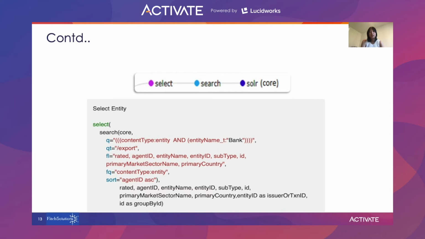The qt parameter, by default, will use the search handler, but it will return paginated output. You won't get the total record back. If you want to apply the join to the whole collection data, the qt parameter must be set to export. In our case, we want to perform an inner join to find all the matches.